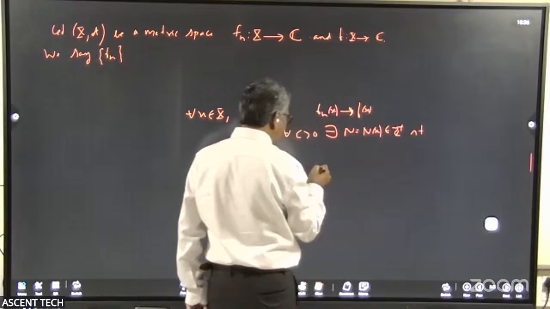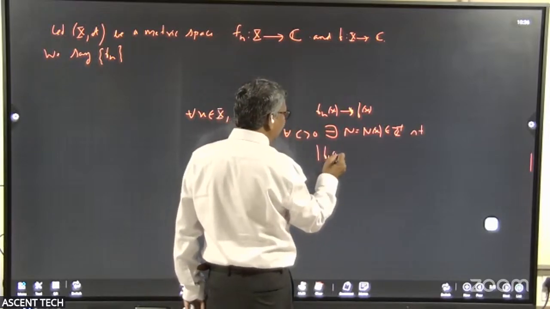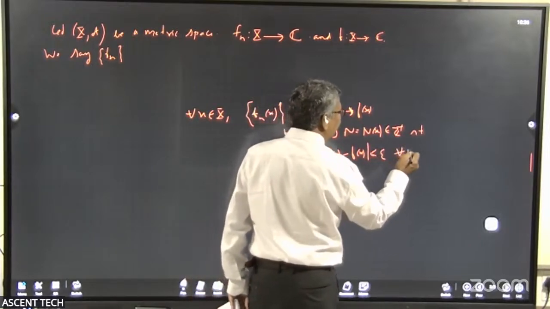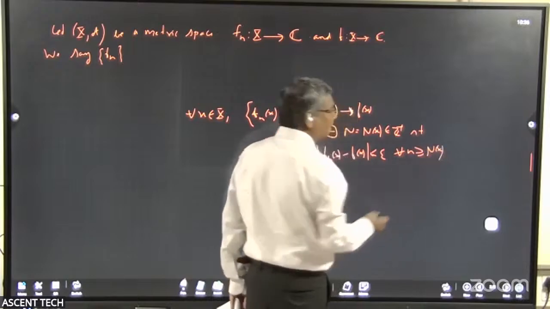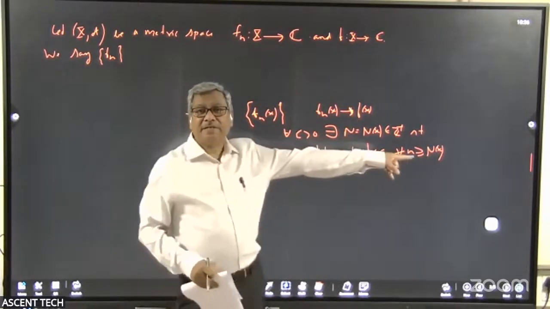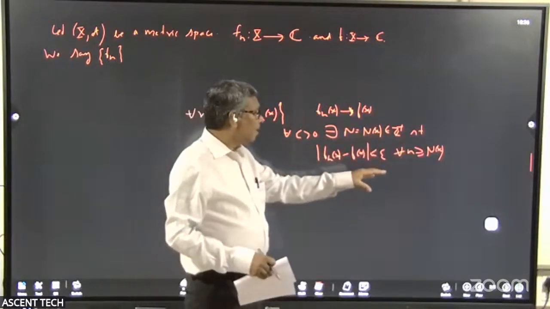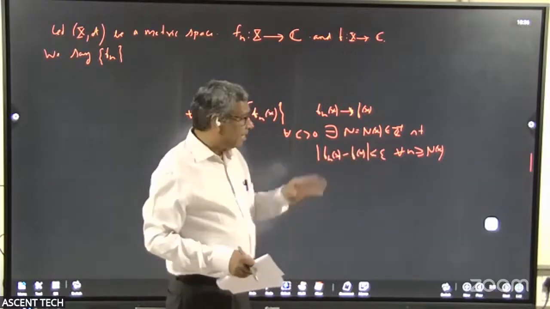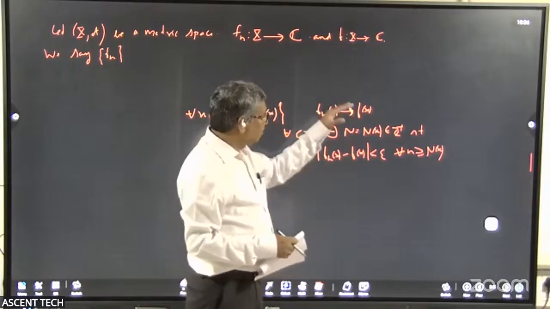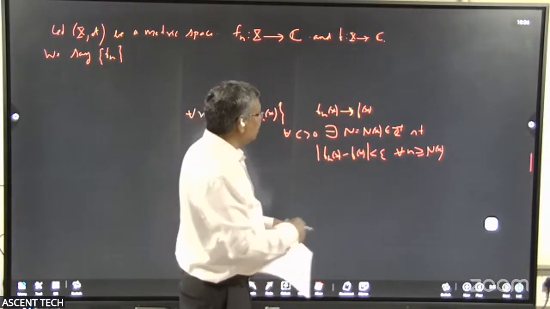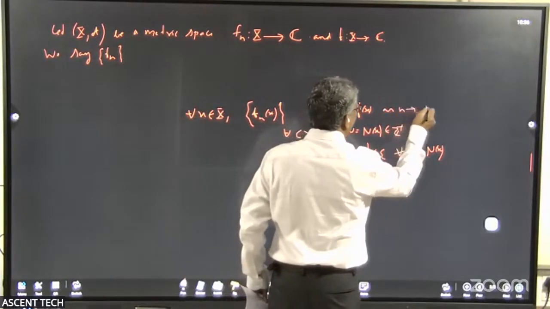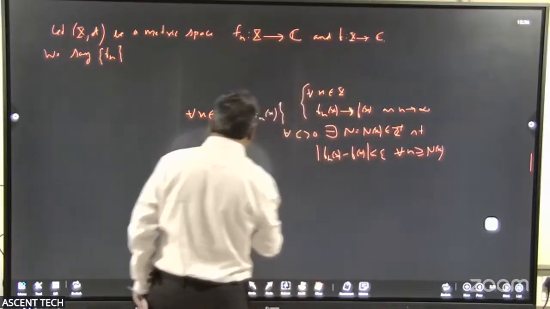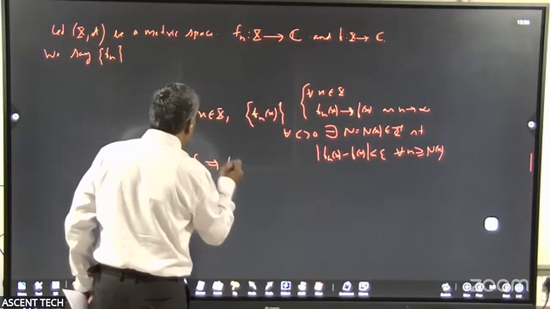So for every epsilon there is a capital N such that the modulus of Fn(x) minus F(x) is less than epsilon for all n greater than or equal to capital N. This capital N depends on x. But if I can do this for every x, and the choice of N is made irrespective of what the x is, then I say this convergence is uniform. What we have here is pointwise convergence, for each x in X.